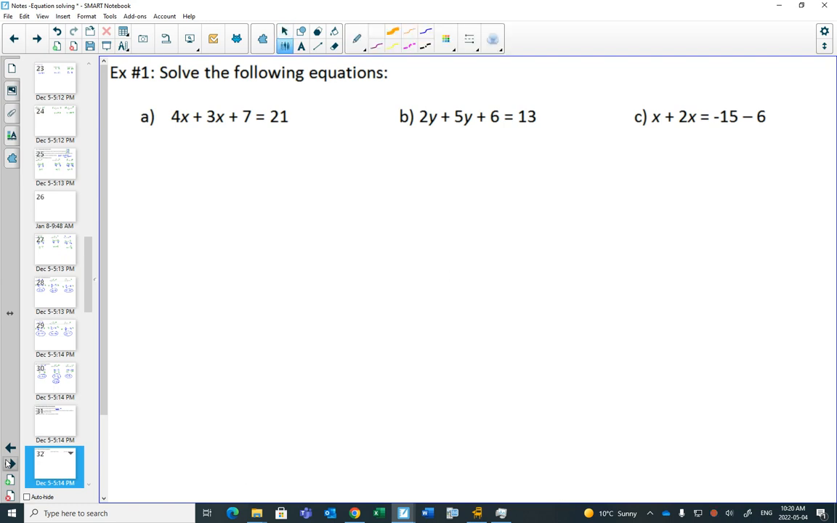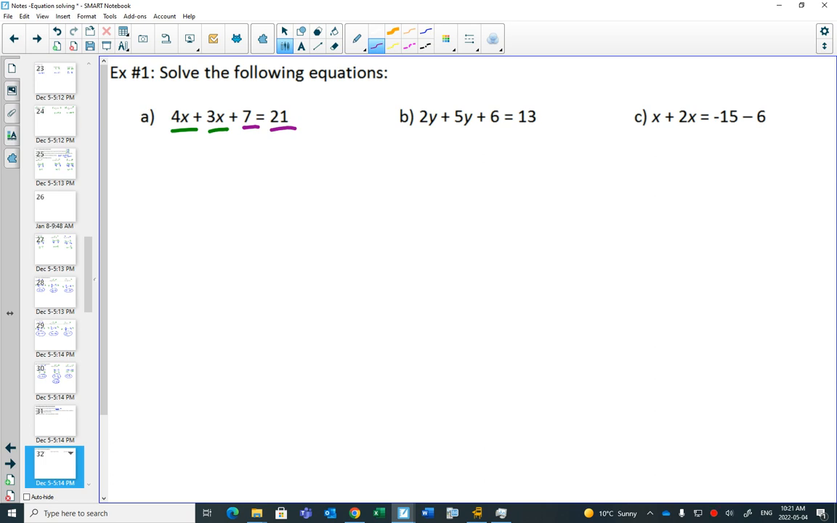For example, can you see that the 4x and the 3x are like terms? I'll underline those in green. And the 7 and the 21 are like terms. So if we want to put those together, we can only put like terms together if they're on the same side of the equation. So can you see that the 4x and the 3x are on the same side of the equation, but that the 7 and the 21 are on opposite sides?